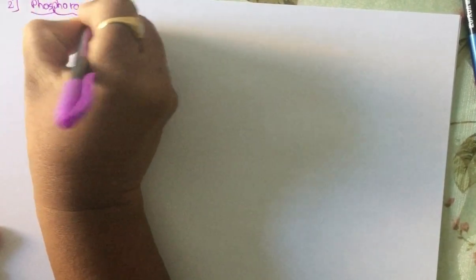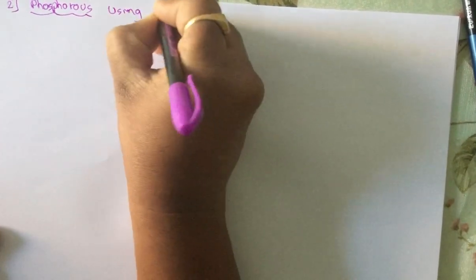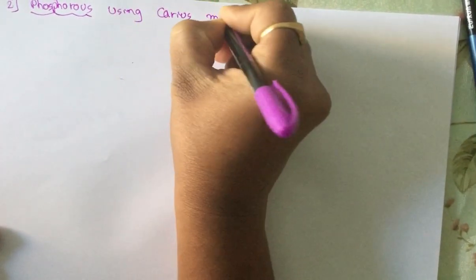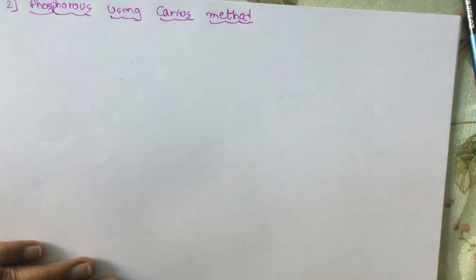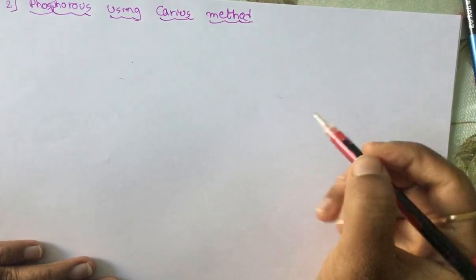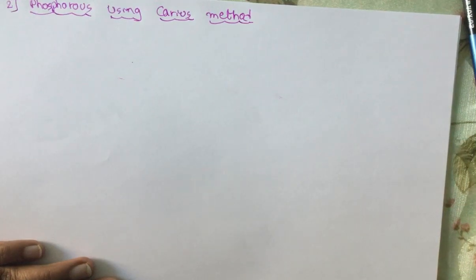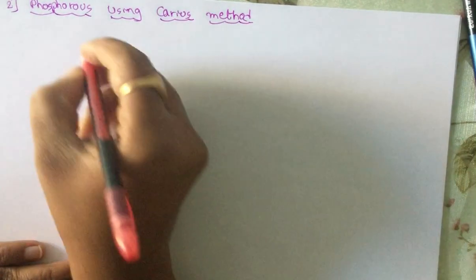Now let us discuss how to determine phosphorus. Second one, phosphorus using Carius method. Same method we are using for determination of percentage weight of sulfur and halogens. So now let us discuss how to determine phosphorus weight using Carius method. In this method, again we take the sample and it is digested with nitric acid. Means what? First let us see the process, how the process will be, and then I will give you the formula.